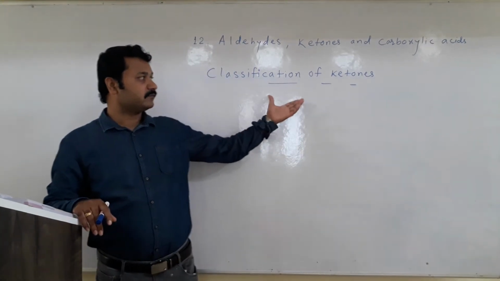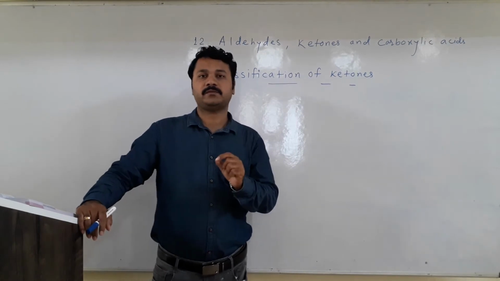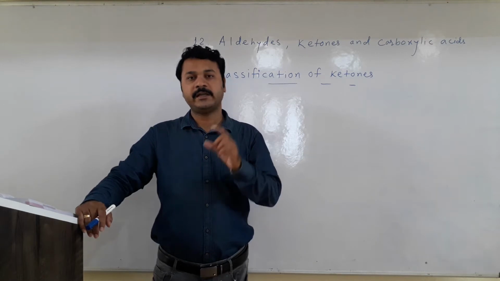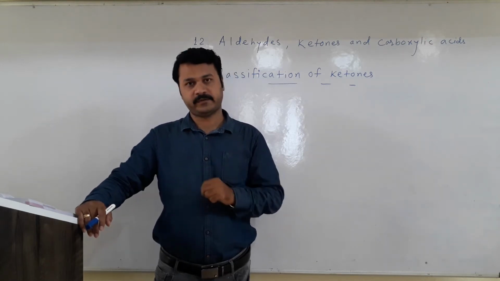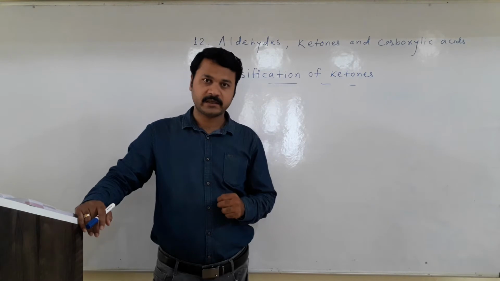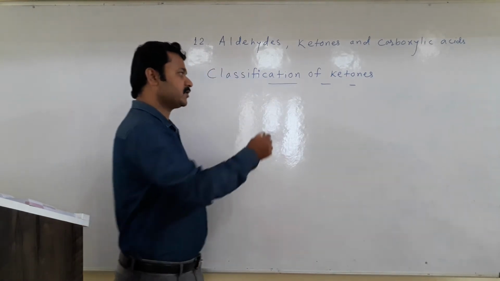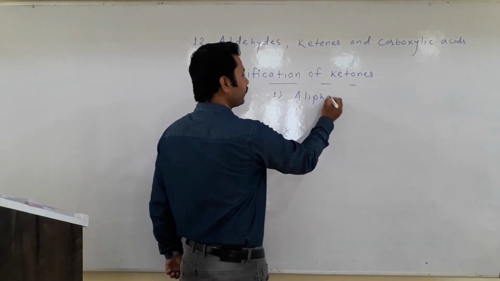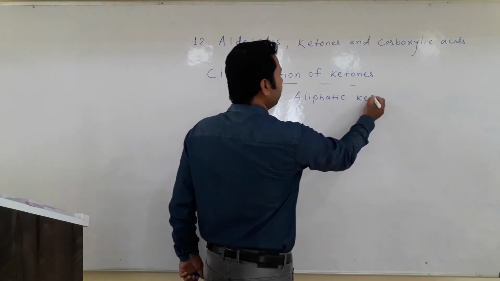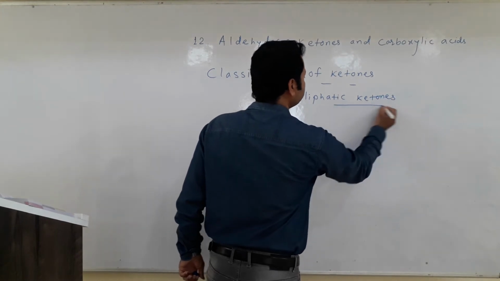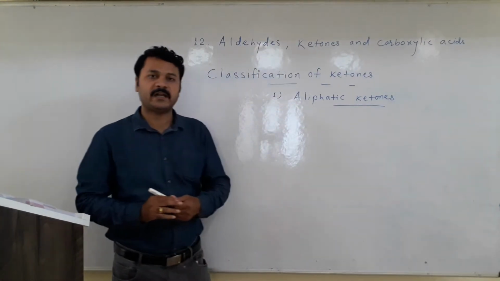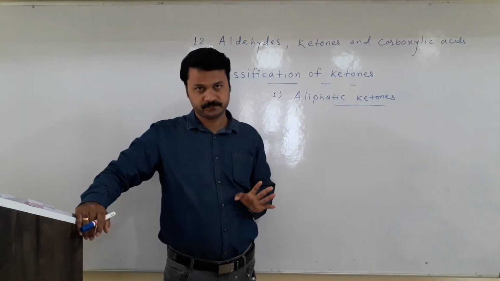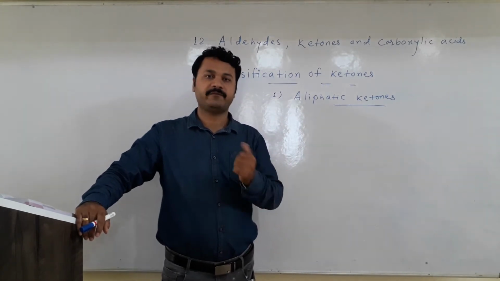So on the basis of carbonyl groups attached to either alkyl or aryl group, ketones are classified into two types: aliphatic ketones and aromatic ketones. First we see about the aliphatic ketones. Aliphatic ketones means in which carbonyl group is attached to both the alkyl groups. It may be same or different.